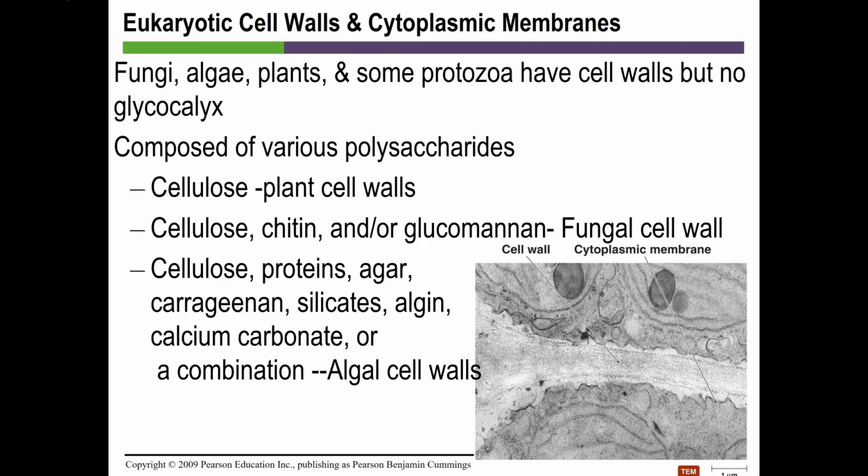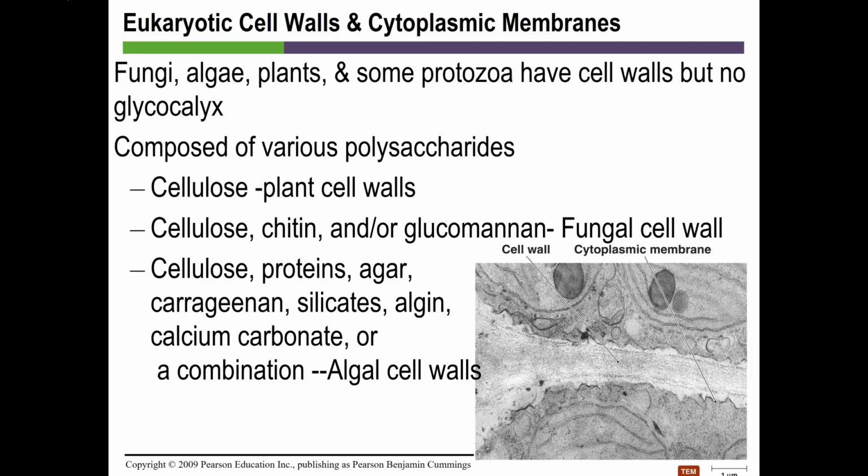Cellulose is the structure of plant cell walls, as well as for some fungi. Fungi might also use chitin, which is a structure found in the exoskeleton of, say, a lobster or insect. Fungi might also have glucomannan, which is another version of a carbohydrate.